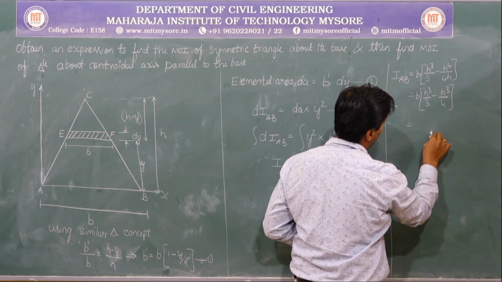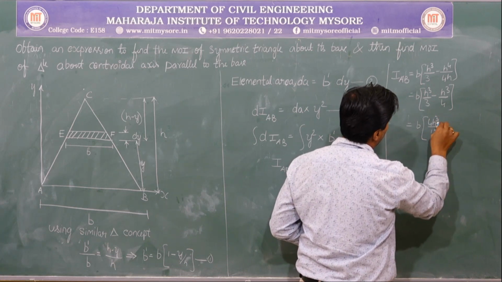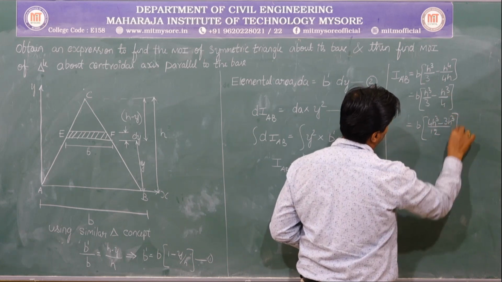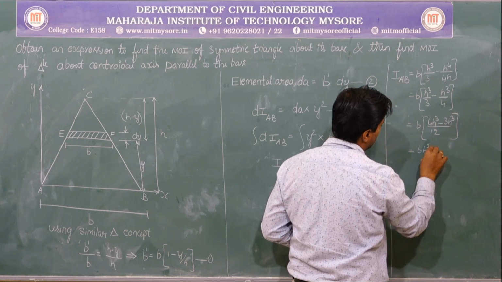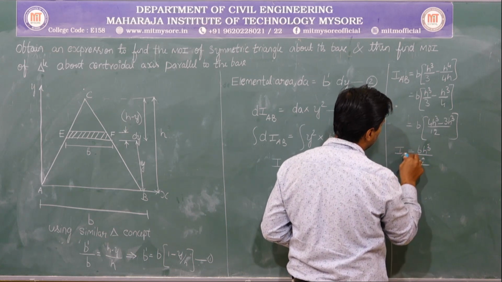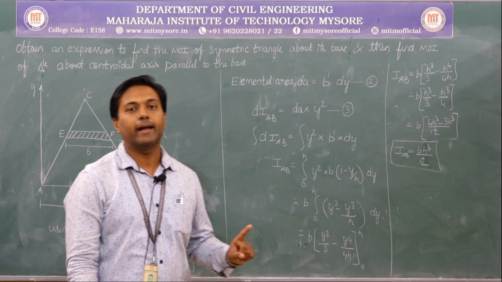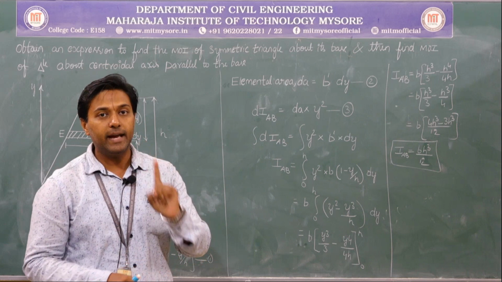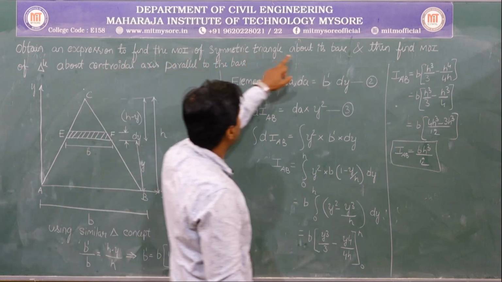What is the LCM of 3 and 4? It is 12. So 4 h cube minus 3 h cube. Finally I can say that it is bh cube by 12. So please remember this formula. Frequently I will be using it while solving problems. So the moment of inertia of a symmetric triangle about its base is given by the formula I_AB is equal to bh cube by 12. Okay, so I am done with the first part of the question.